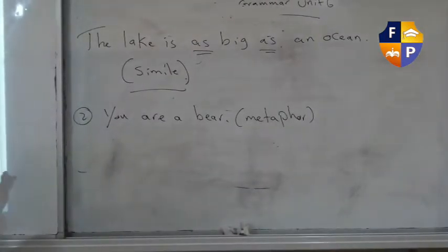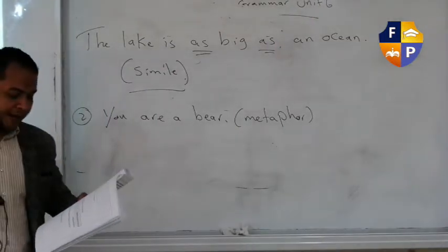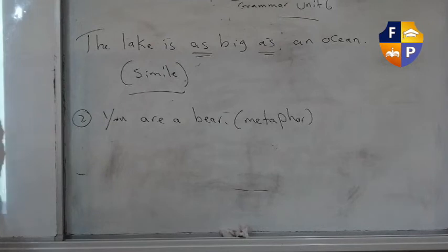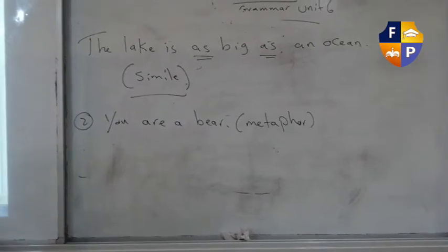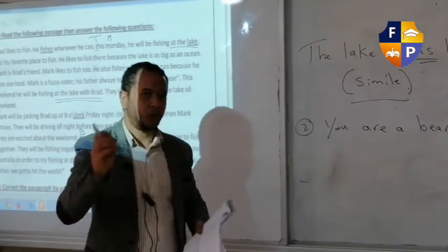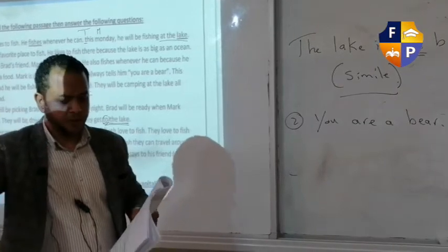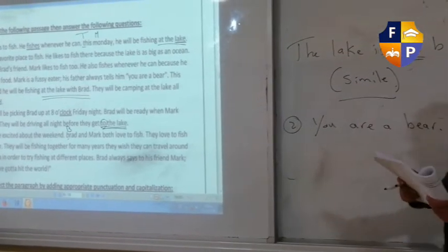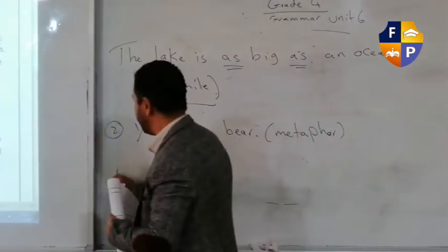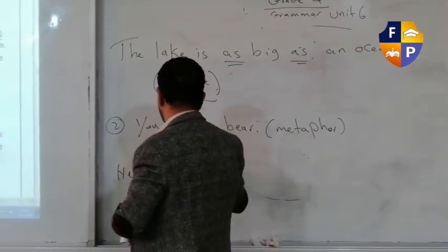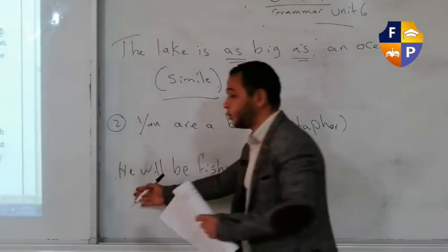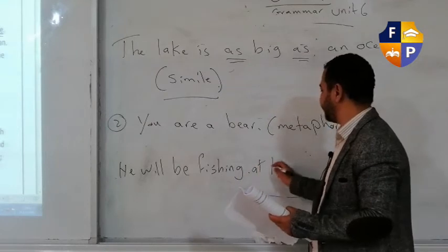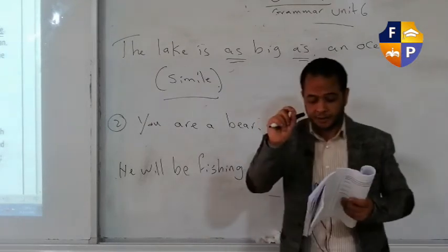So we have finished exercise number three, page 55. Look at the last question. Extract three structures in the future progressive tense. We said before, what's the form of the future progressive tense? Will be plus verb ing. For example, he will be fishing. This is number one. In the first line, this sentence: he will be fishing at the lake.